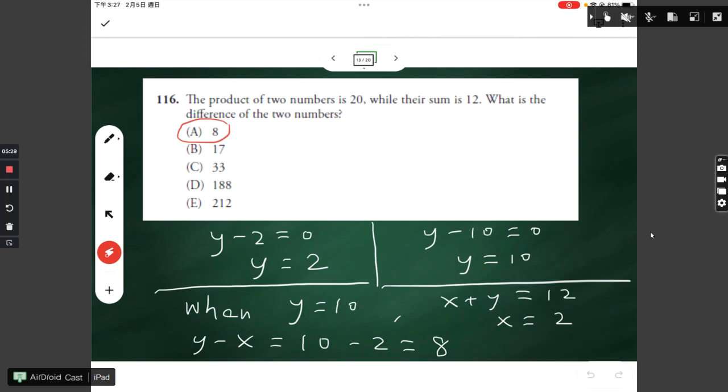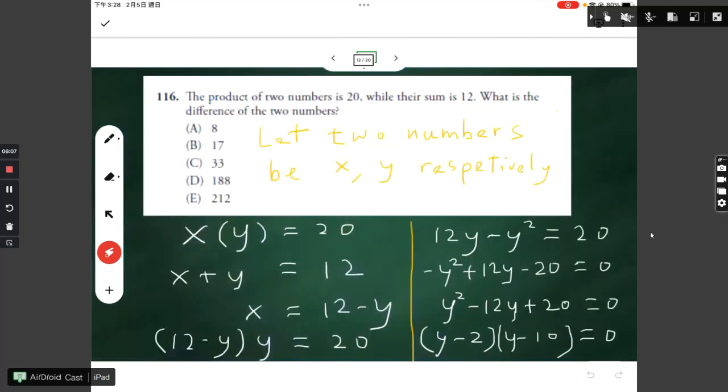Now you can notice that this is a quadratic equation. You have two solutions, right? You have y equals this or y equals this. I calculated using y equals 10 and came to the conclusion, but believe me, if you use y equals 2, you're going to come to the same conclusion too. If y equals 2, x is going to be equal to 10, and then the difference is still going to be 8.